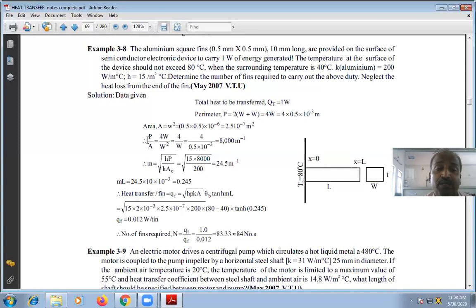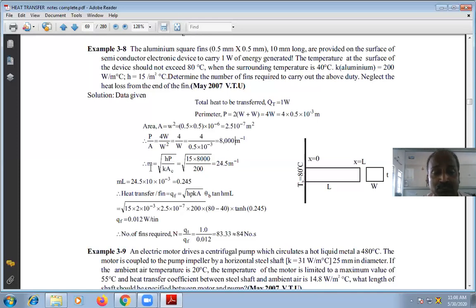So here P by A, perimeter by area, it has been given. What is perimeter? That is 4 into width. Width is 0.5 only. And what is area? 0.5 square. So 0.5 and 0.5 square cancel. It is W we have taken. So 4 by W. W is how much? 0.5. Width is 0.5, so 0.5 into 10 raised to minus 3 for meter. 4 by that means P by A is equal to 8,000 per meter.